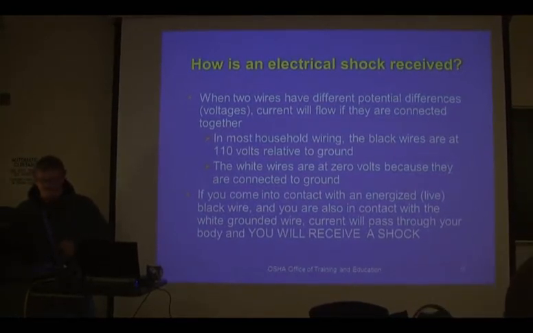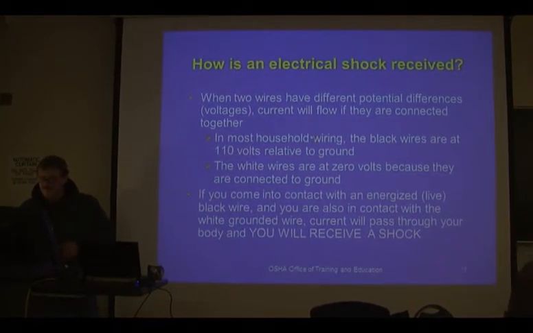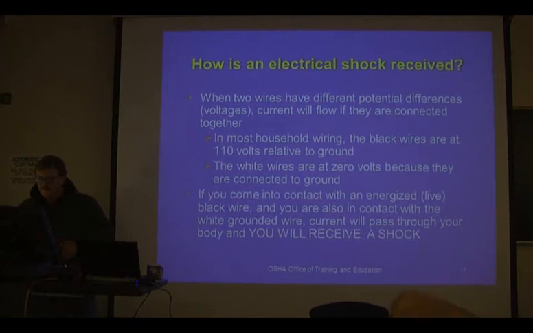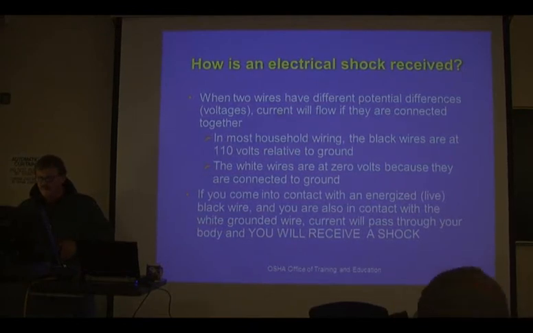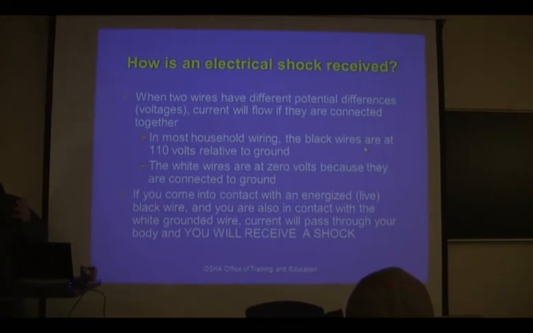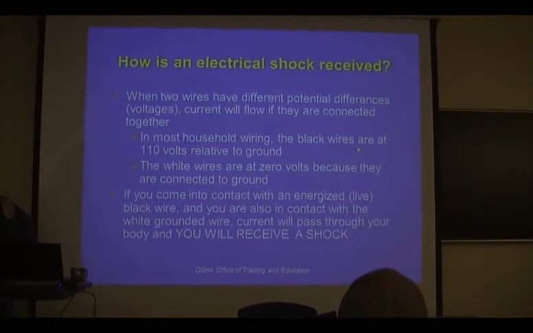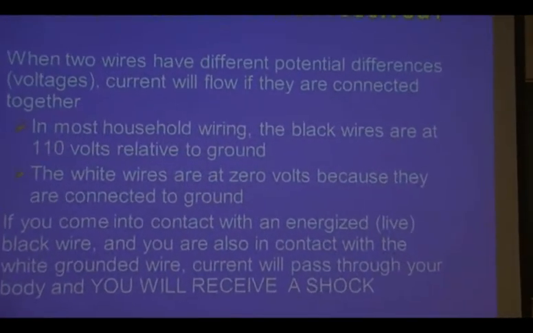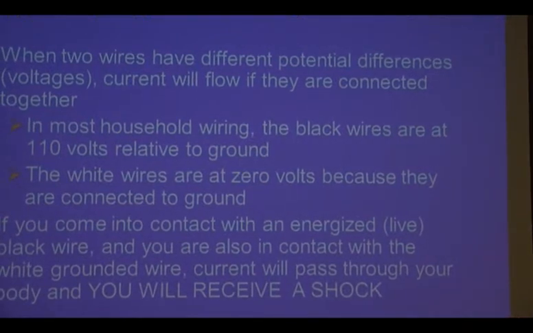So that comes out to your 100 milliamps. Okay. All right. Difference in potential. Current will flow if they're connected. You guys, I'm sure you know this. I'm just going to read it because it's here. Household wiring, that's where most accidents, 110 is what kills most people, okay? Most reported electrical shocks are in the household, okay?